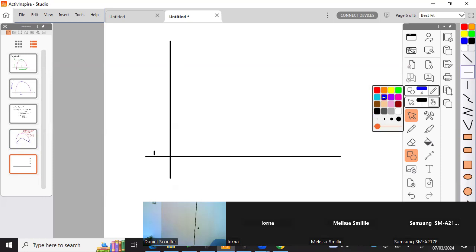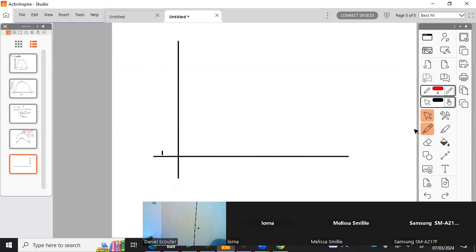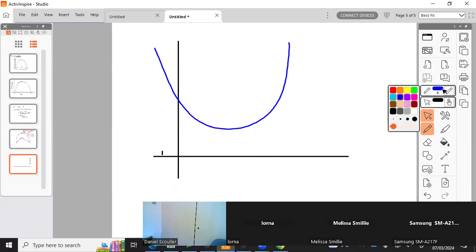Parabolas can give you a maximum, they can also give you a minimum. Okay, so minimum turning points. That's just a turning point. Minimum turning point, find that the same way. Another key point of a parabola that we find is where it cuts the y-axis.